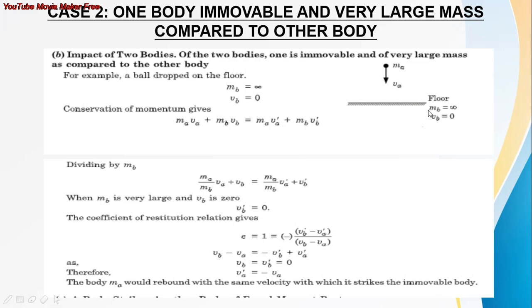So this is another important case: if the ball strikes the floor, and the floor is immovable with infinite mass, then the velocity remains the same even after impact for this mass ma, but in the opposite direction. So this is another important case.